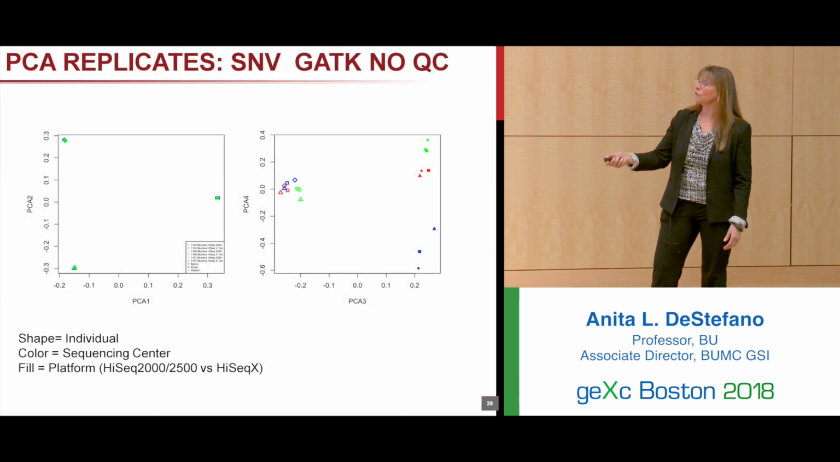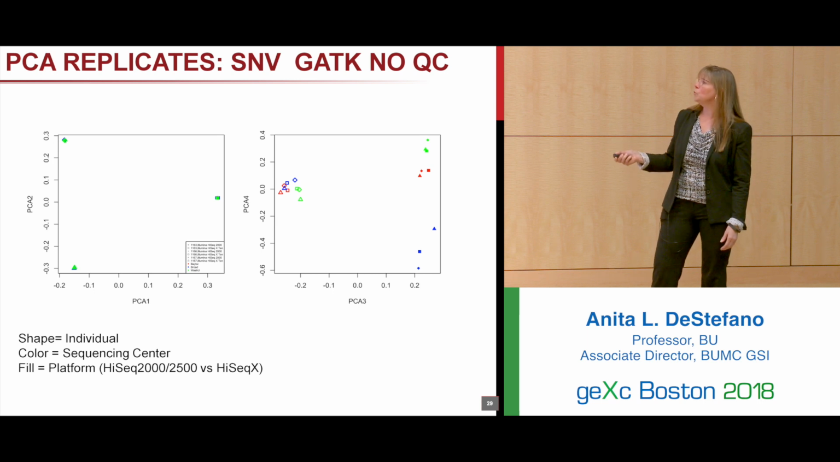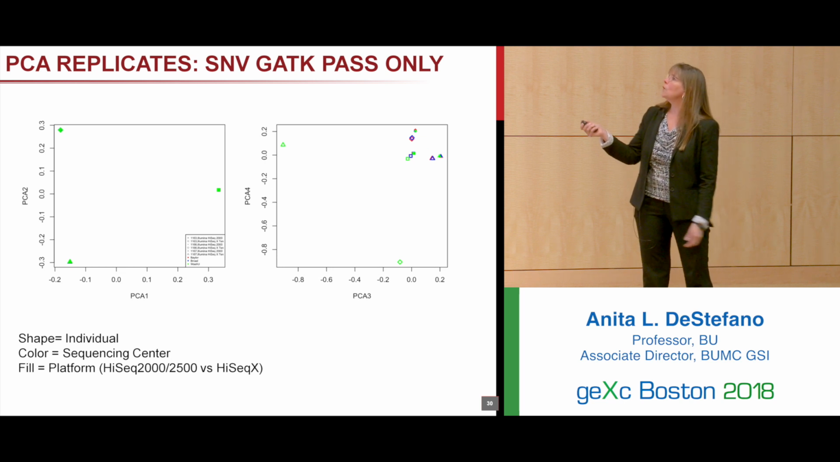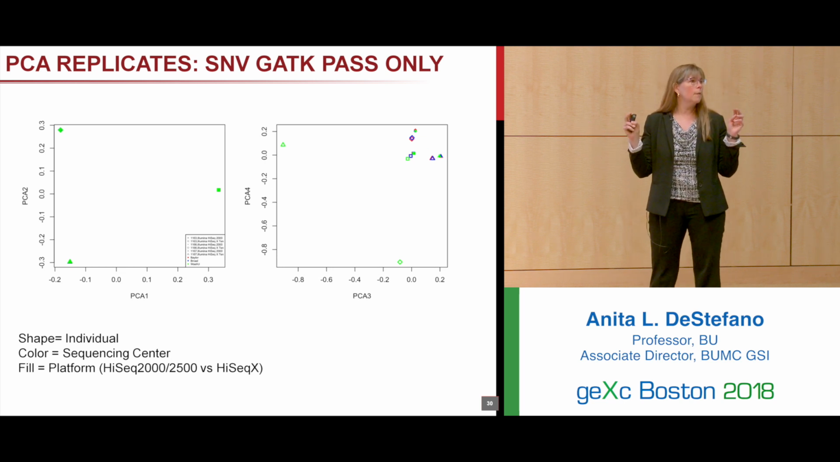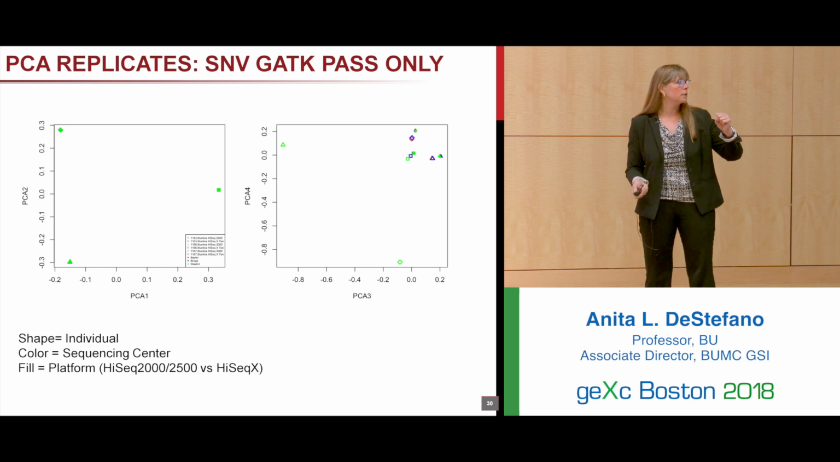When we look at the first principal component versus the second in totally raw calls coming out of GATK, you're seeing that happening. However, when you look at the 3rd and 4th principal components, you see total separation by platform. As you do QC, and so for GATK you take the variants that pass, you start to see, with the exception of one of the sequencing centers, that the replicates are starting to collapse and come back together, which is what you'd like to see.